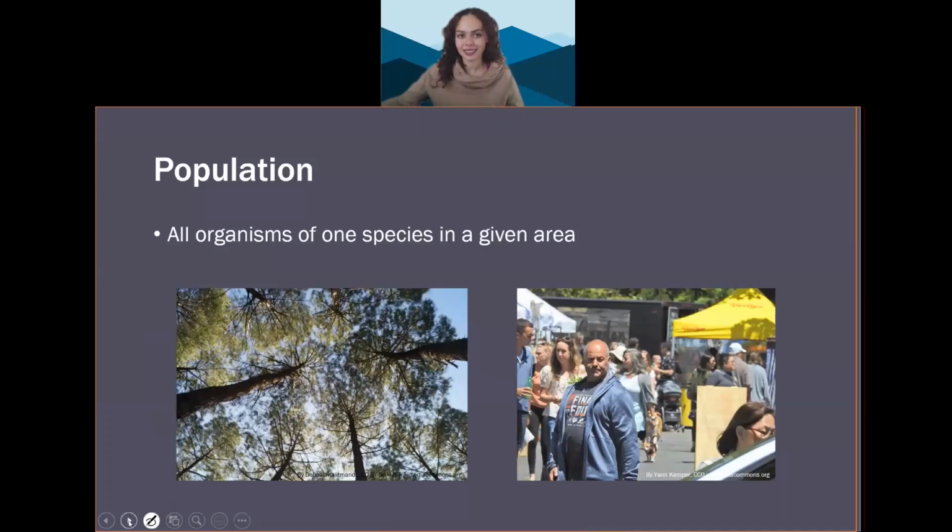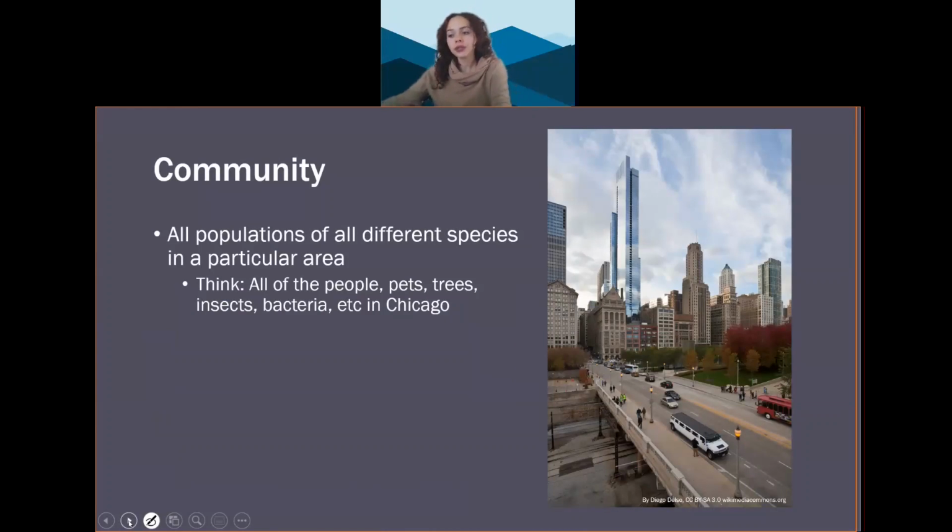The next level is called a community. A community includes all the populations of all different species in a particular area. If you think about your own neighborhood, your own community, and counted all of the people, their pets, the trees on their lawns, the grass, the insects, and all other living things in that area, that makes up a community. The community does not include non-living things like cars or buildings.